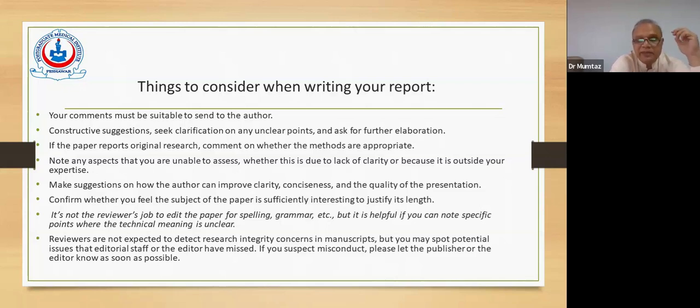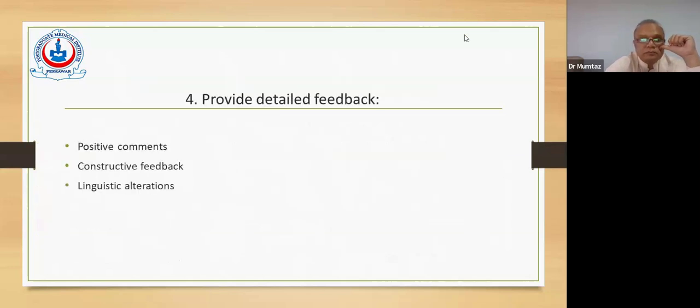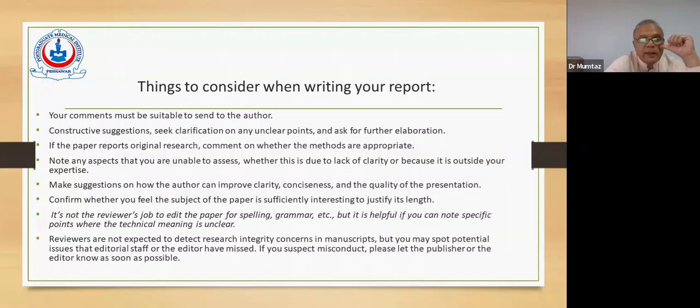कुछ इस तरह भी होगा कि वो आपकी समझ में हो सकता है ना आए। Be very honest with yourself, the editor and the authors, and clarify that I was unable to assess this. Make suggestions on how the author can improve clarity, concision, and quality of the present. Confirm whether you feel the subject of the paper is sufficiently interesting to justify the length. अगर कोई लेंथ ज्यादा लगता है आपको, तो कंटेंट इतना इंटरेस्टिंग है कि आप वो जो है उसको इस लेंथ के लिए फाइन। It is not the reviewer's job to edit the paper for spelling, grammar, etc., but it is helpful if you can note and improve and give suggestions on that.